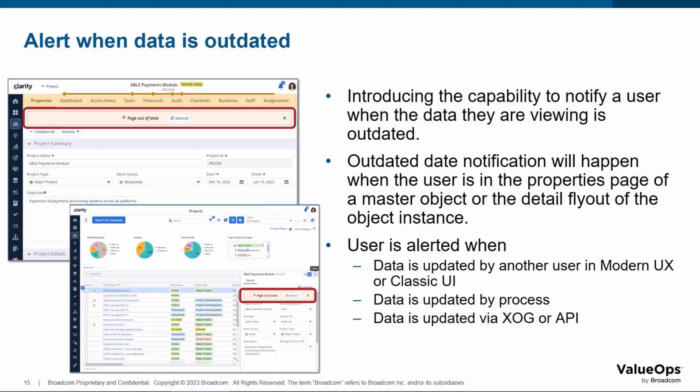And the process should be executed by another user, which means if I as a user have two windows open and I'm making a change in one window and I have the same object instance properties page in another window, I will not be alerted in the second window that I made a change. This is just for usability of the user, that they don't want to be alerted because they themselves are making a change. The same concept will apply for a process, that when a process runs behind the scenes and makes a change under the same user, then that user will not be alerted.